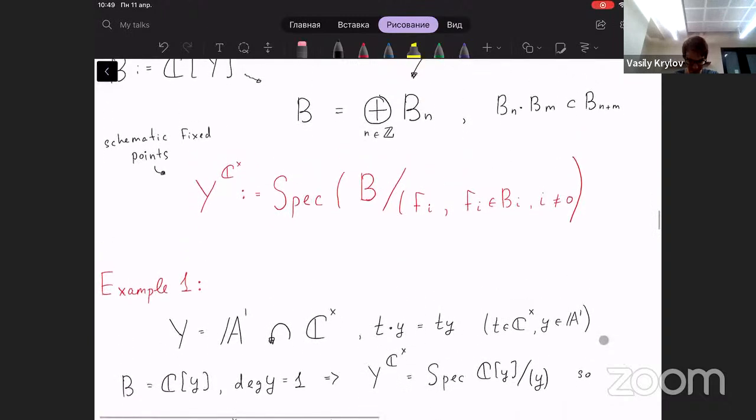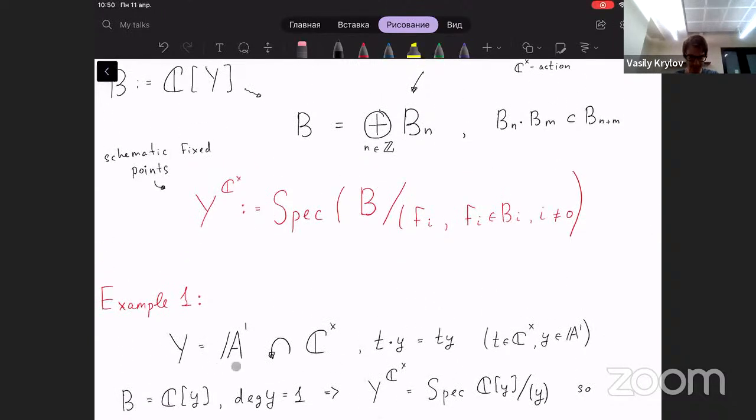Example number 1. Let's assume that Y is just A1, and we act by C times just by multiplication by t. So t times y. Then the corresponding B is just C of y, and the degree of this y is equal to 1. So schematic fixed points will be what? We take B of Y, C of y, and mod out by all powers of y greater than 0.